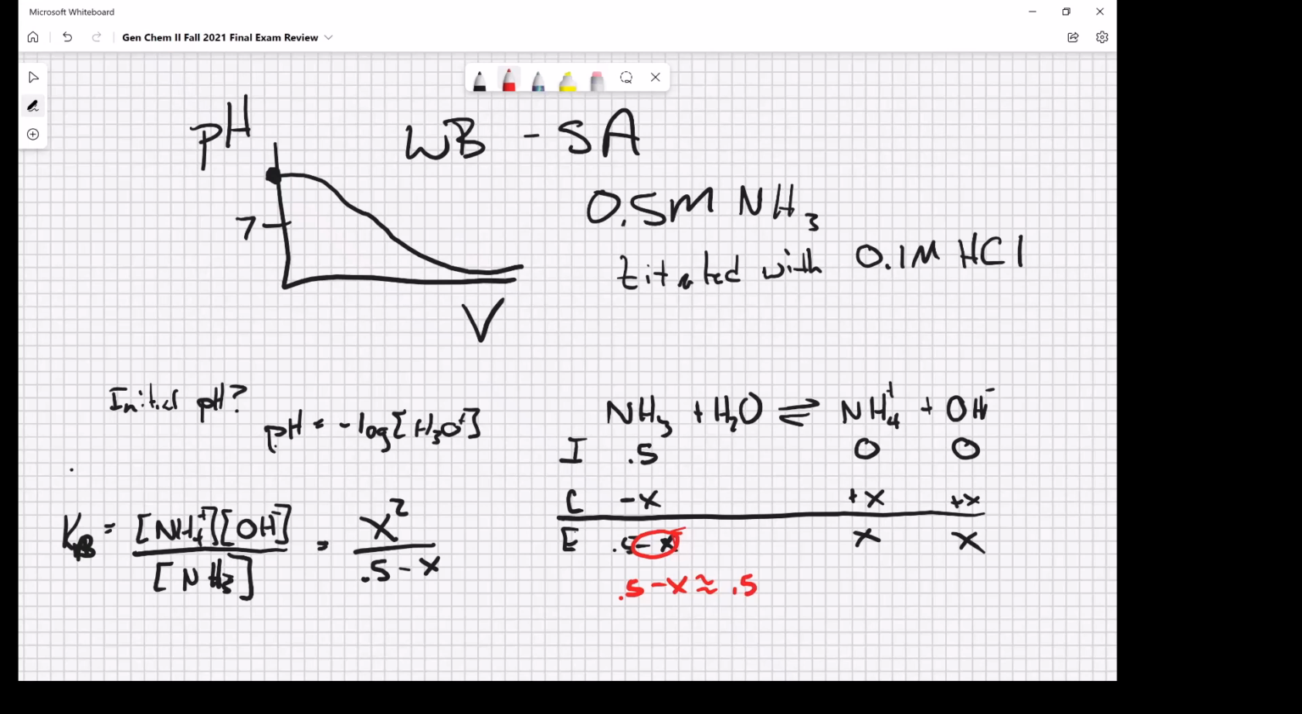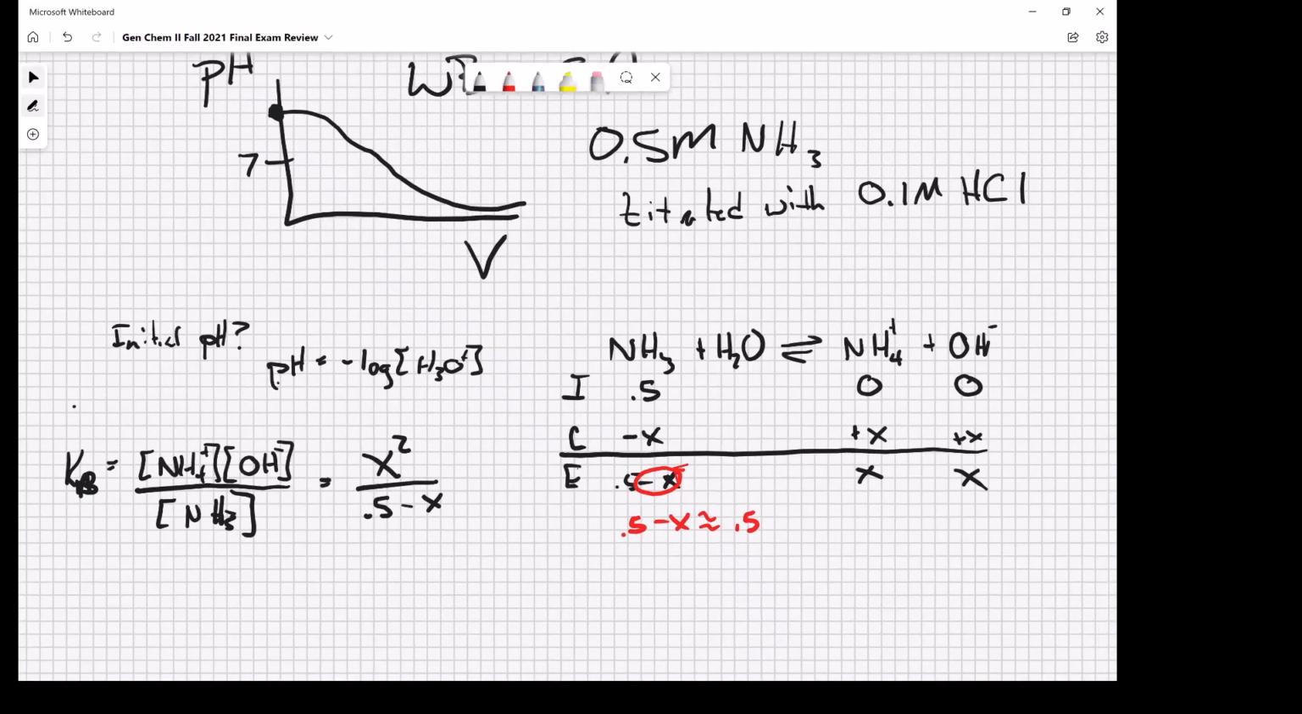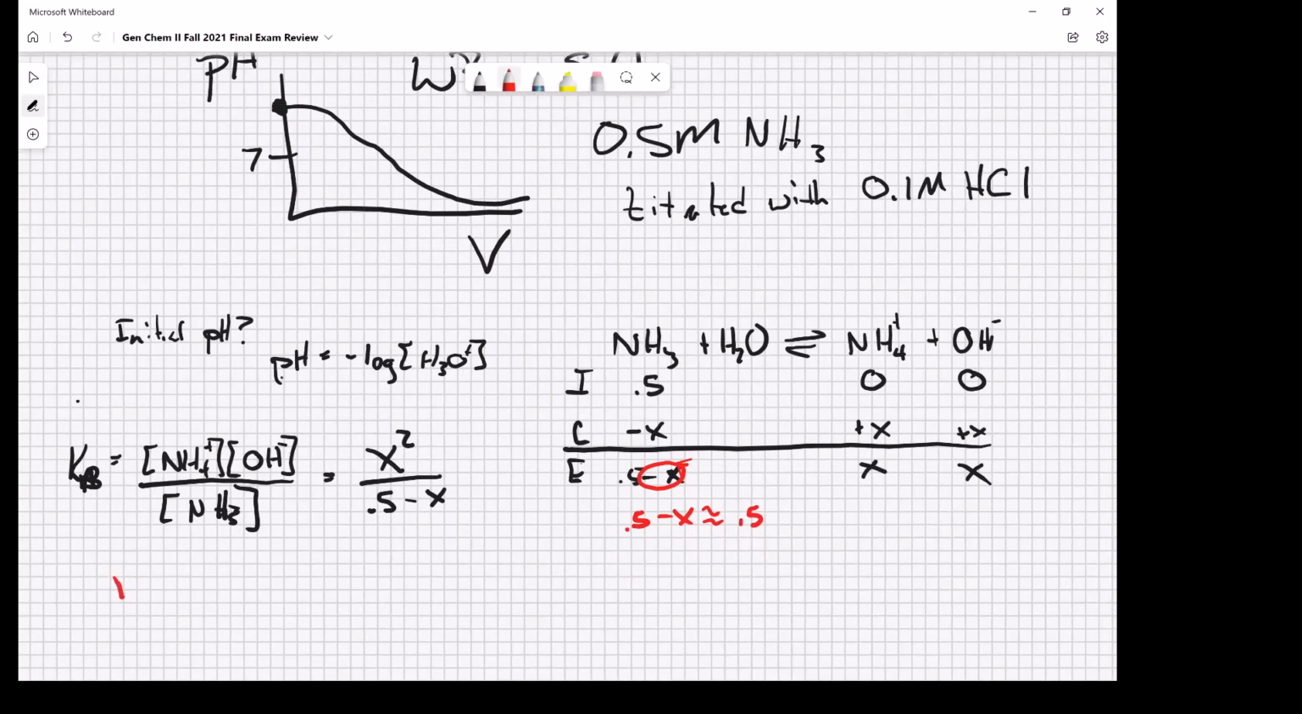All right. So then our Kb equation over here becomes X squared over 0.5, which makes it easier to solve for X. All right, so what we need is the value for Kb. So we need to look up what is the Kb for ammonia. So we can Google that real quick.